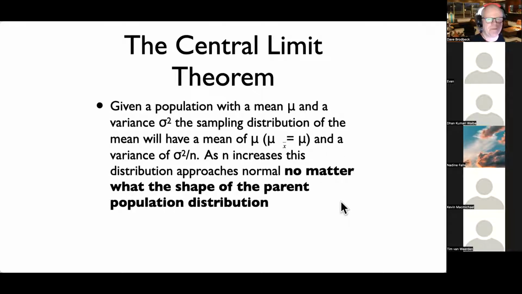So no matter what the shape of the parent population distribution, this includes, by the way, if it was binary, if it was just a 0 and a 1. So a head or a tail. So we can count how many tails we have. A tails gets a 1, a heads gets a 0. You still get a normal distribution for the sampling distribution of the mean.